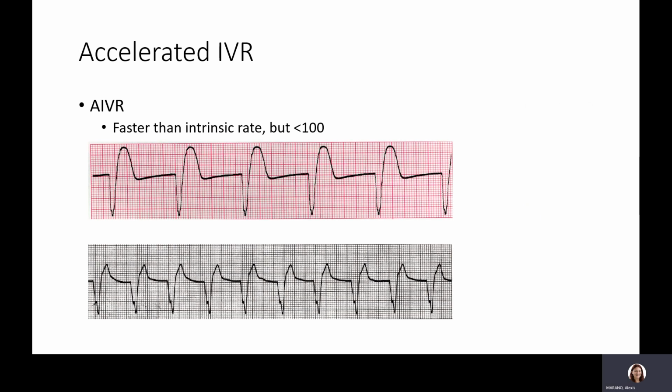Okay, so we also have accelerated IVR. This is where we have idioventricular, the ventricles are taking over, but it's faster than that rate of 40, but less than 100. So these also look like maybe fancy airport chairs. They just have a little bit of a different look to them. Again, no P wave.